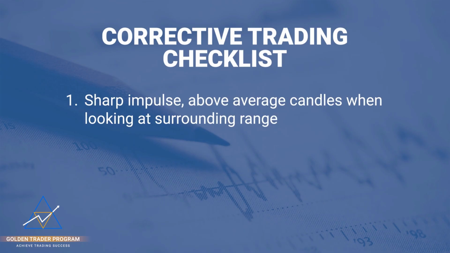And we want to look to the surrounding range as well. So it could be a big candle, but if all the candles are big around it, then it might not actually be that big relatively. So we want to look at the range surrounding the impulse and make sure it is an actual good impulse.